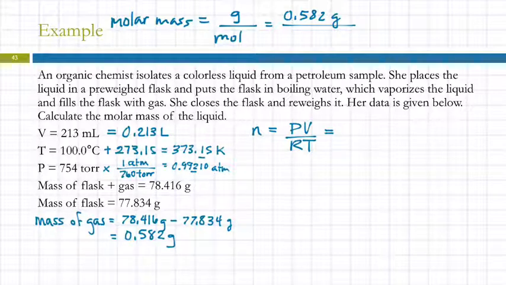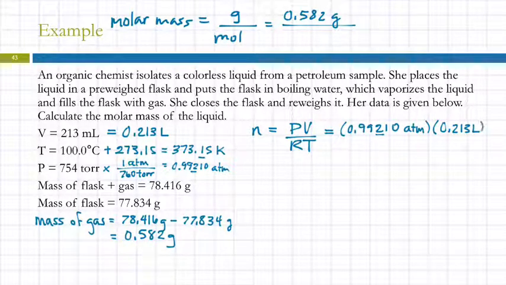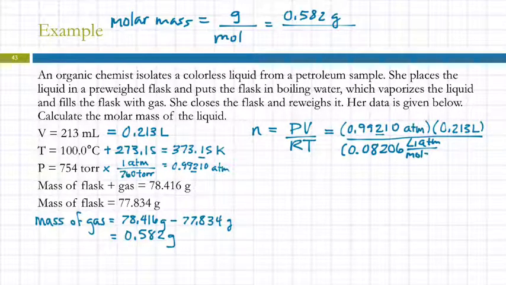Now I can plug these numbers in. 0.99210 atmospheres times the volume, 0.213 liters, divided by the ideal gas constant, 0.08206 liter atmospheres per mole Kelvin, and the temperature, 373.15 Kelvin. 0.99210 times 0.213 divided by 0.08206 divided by 373.15 equals.